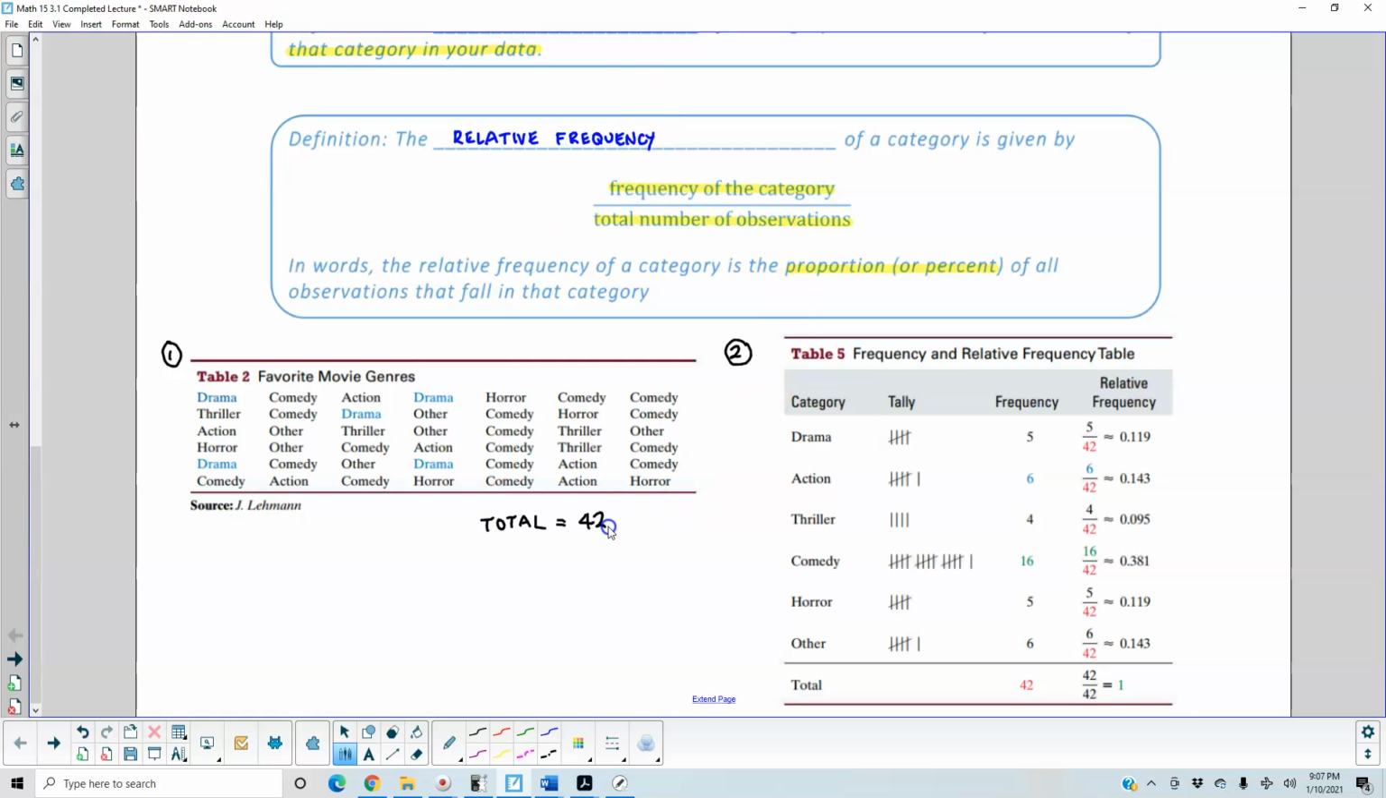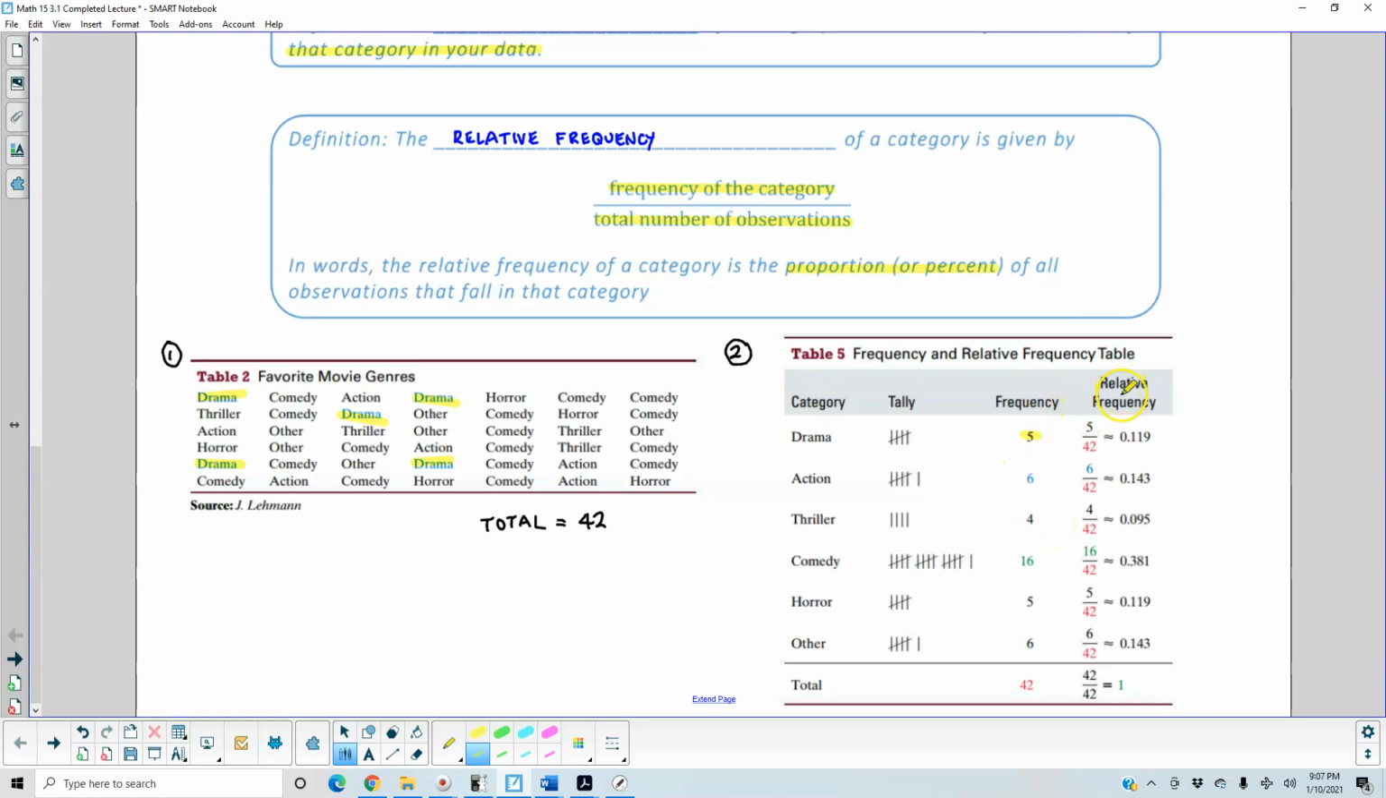Now, in order to find out what the frequency is, you can see here that this is a table, and we'll be generating these tables. The first category is drama. So let's take a look at how many are listed as drama. We have 1, 2, 3, 4, and then 5. So we can tally that, and the frequency is the number 5.